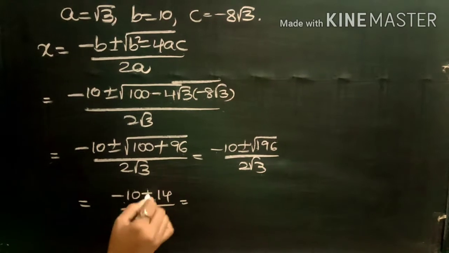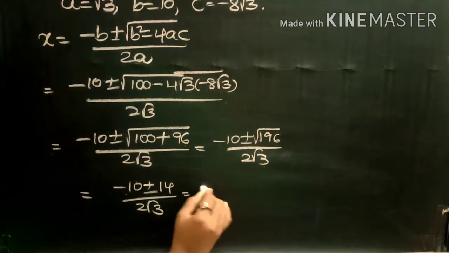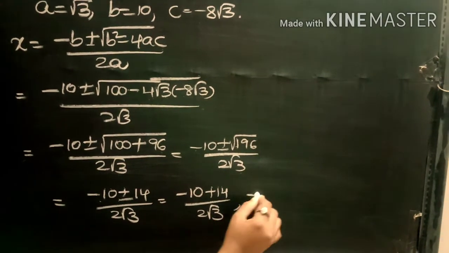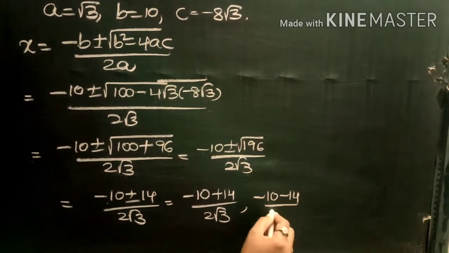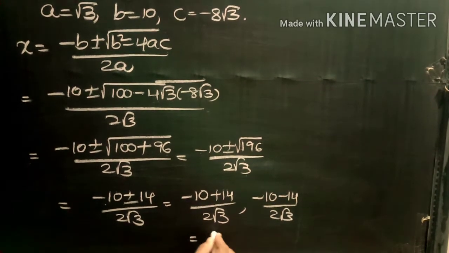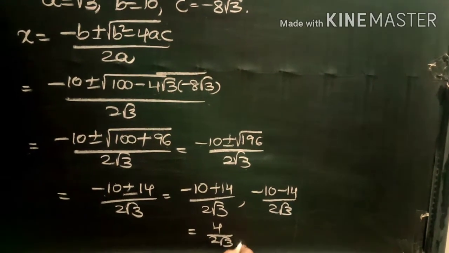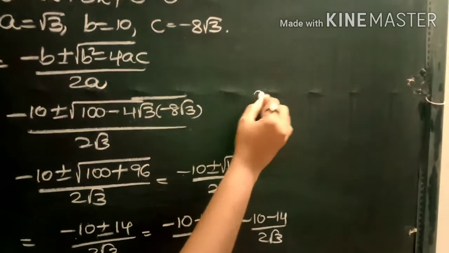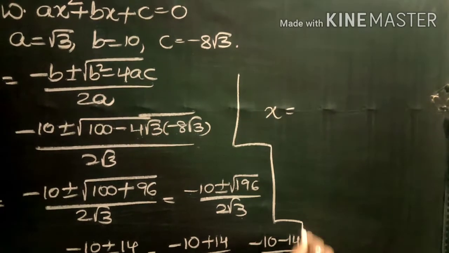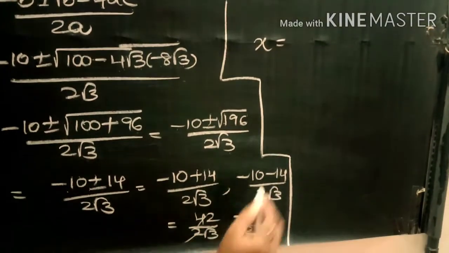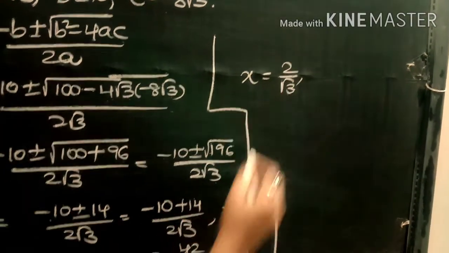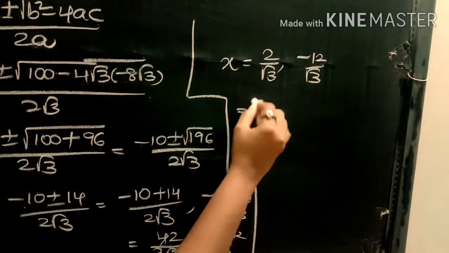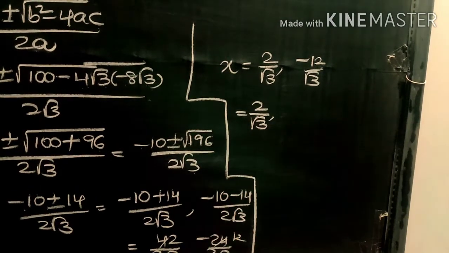Now separating the plus or minus sign here, the first value is minus 10 plus 14 by 2 root 3 and the second value is minus 10 minus 14 by 2 root 3. And this is equals to 4 by 2 root 3 and this is equals to minus 24 by 2 root 3. Therefore the values of x: the first value is 2 by root 3 and the second value is minus 12 by root 3.